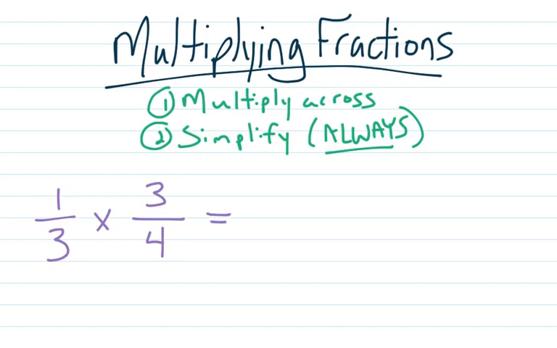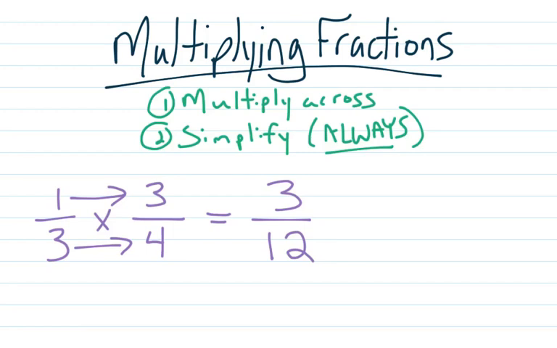My first step is multiply across. That means go across the top numbers, the numerator numbers, and across the bottom numbers by multiplication. So 1 times 3 would give me 3 up top. 3 times 4 on the bottom would give me 12. Now my second step is to simplify.